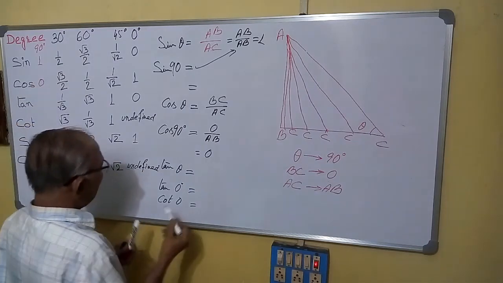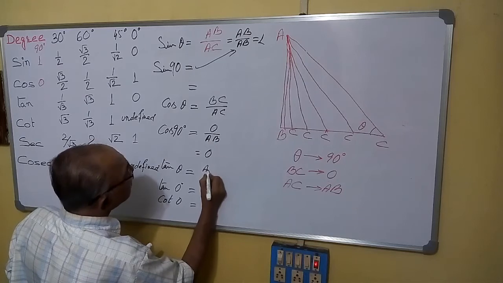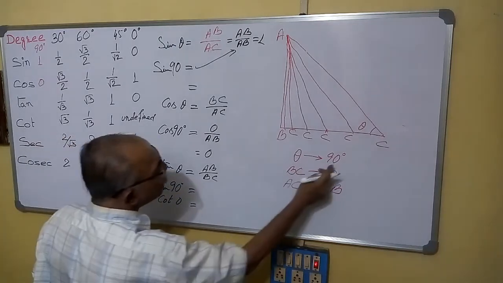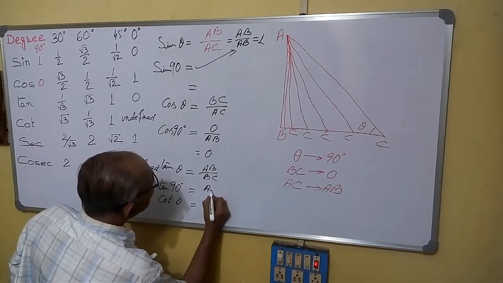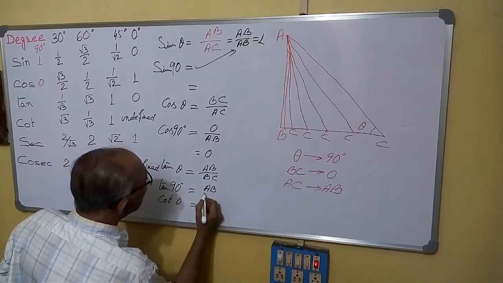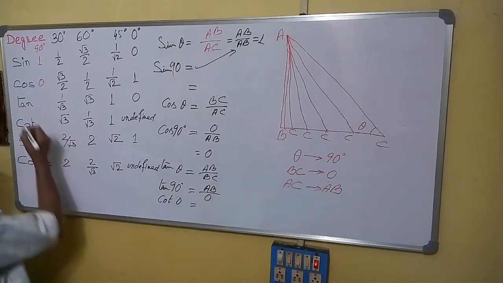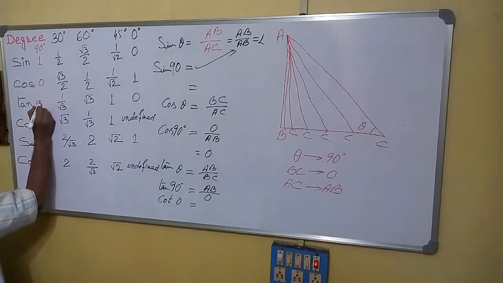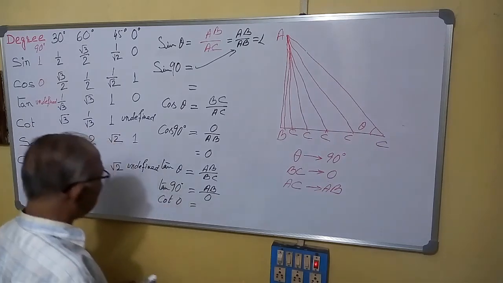Tan 90. Tan theta is perpendicular by base, so AB by BC. What happens when theta is moving towards 90 degree? What happens to AB? No change, AB remains there. But BC becomes 0, and something by 0 is undefined, so we will say tan 90 is undefined. Sometimes instead of undefined, another word is used, infinity. You can use the same thing.